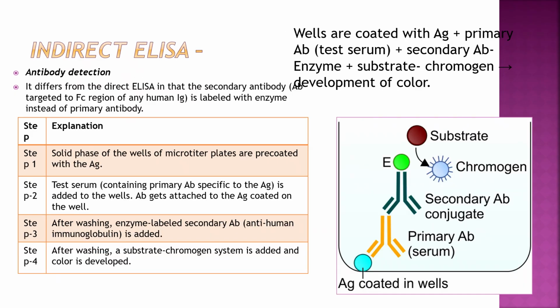Indirect ELISA, antibody detection. The solid phase of the wells of the microtiter plates is pre-coated with antigen. Wells are coated with antigen plus primary antibody, that is test serum, plus secondary antibody labeled with enzyme plus substrate chromogen, and development of color.